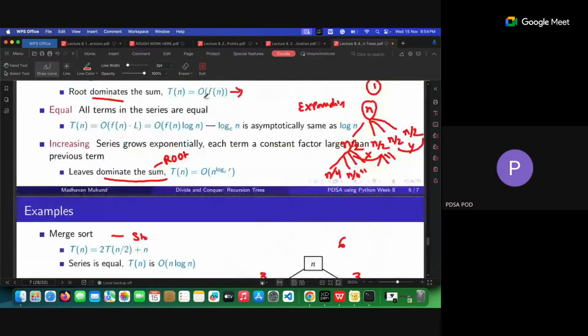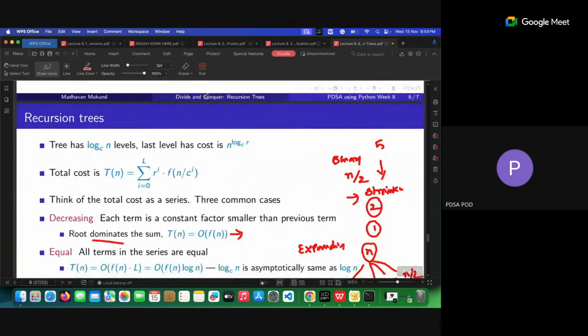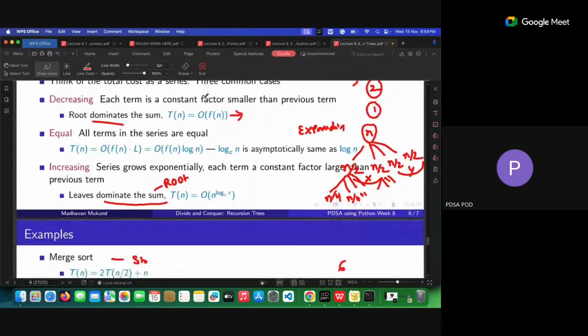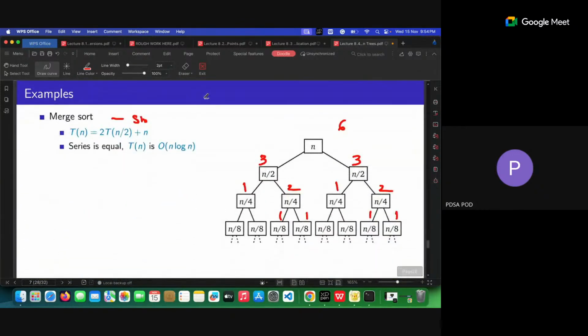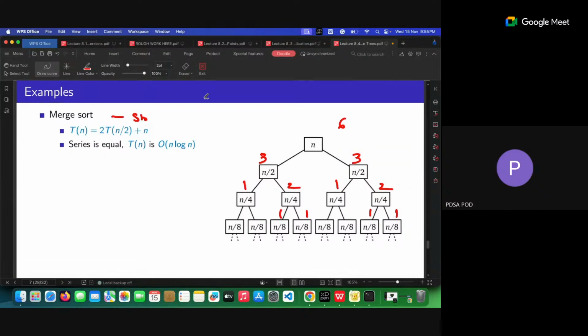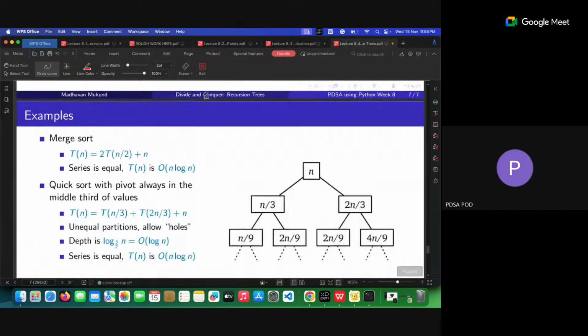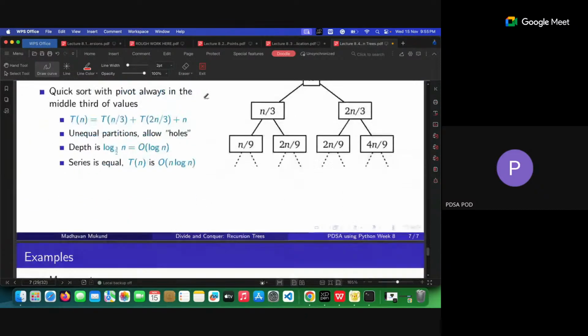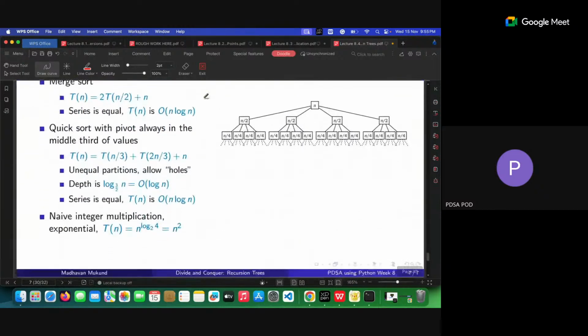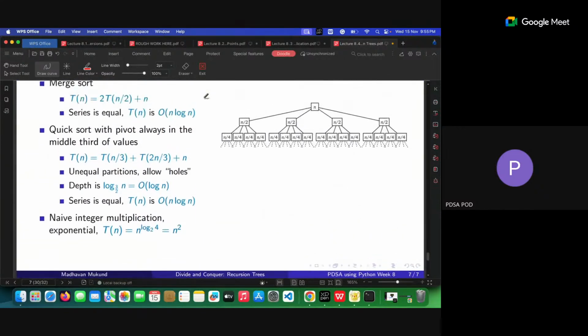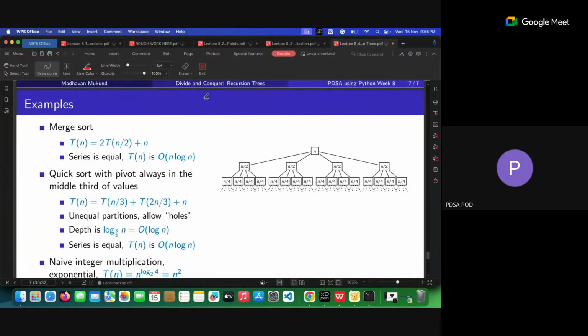In the decreasing part, they said there are 3 parts, with decreasing examples. Some of the recursion trees are in decreasing order. If you go for merge sort, there is still complete expansion. Quick sort is also the same.